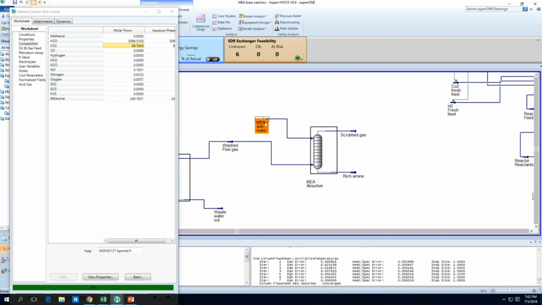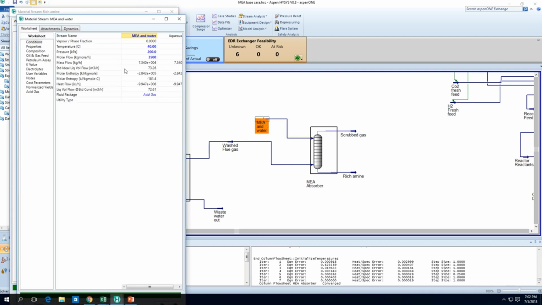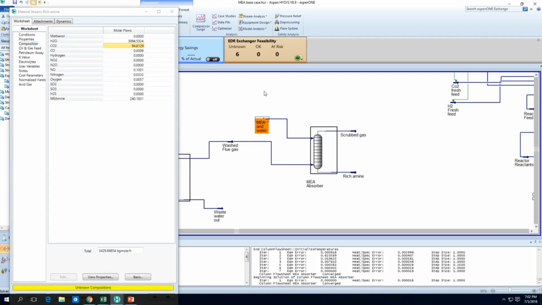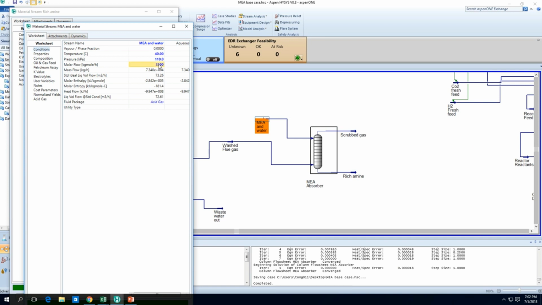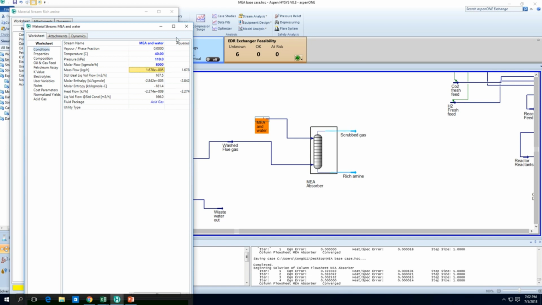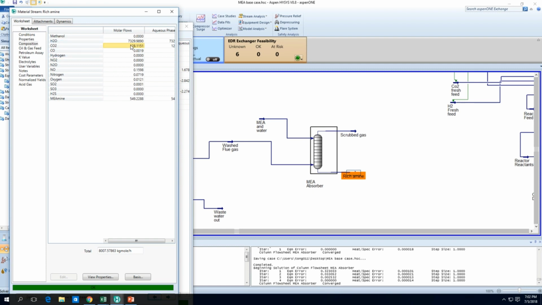Okay, I probably want to reduce this to about 110. Yep, so you probably need to use a lot more amine. Okay, more amine needed, so let's double that, maybe triple that, slightly less than triple, to about 8000. Let's see whether that's enough. Okay, so the CO2 is about 128 kg mole per hour. We need a little bit more.